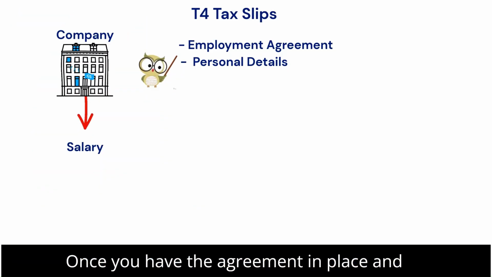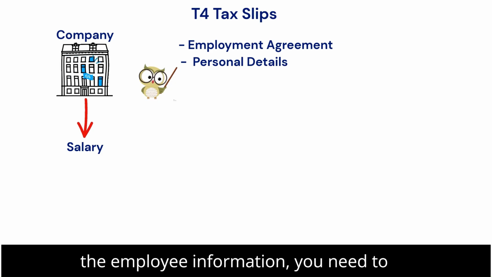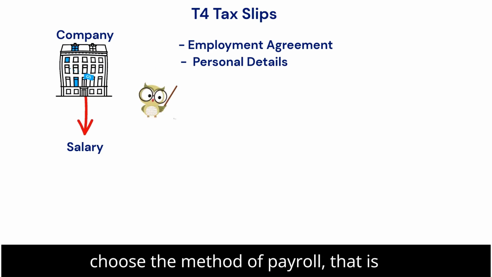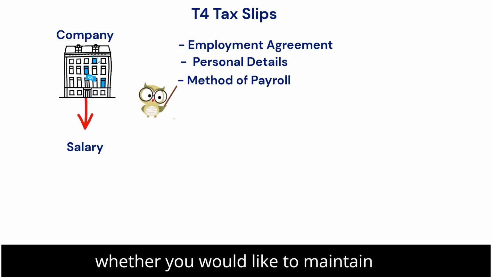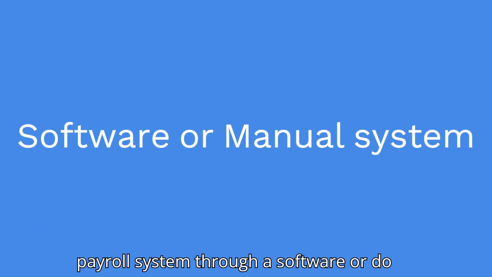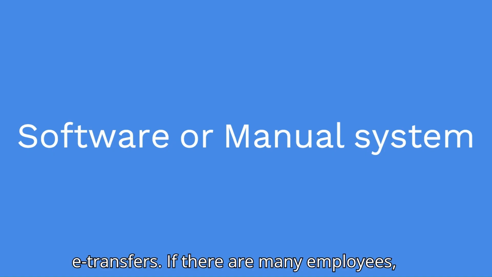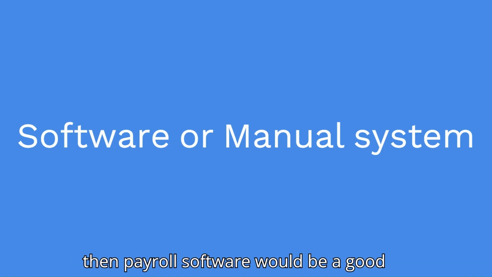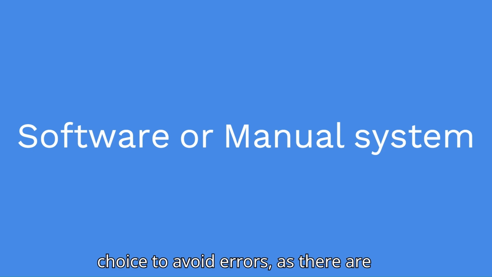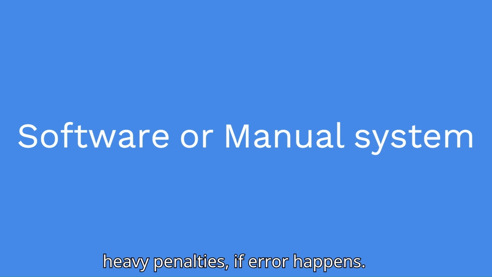Once you have the agreement in place and the employee information, you need to choose the method of payroll, that is whether you would like to maintain a payroll system through a software or do it manually using a ledger and checks or e-transfers. If there are many employees, then payroll software would be a good choice to avoid errors, as there are heavy penalties if an error happens.